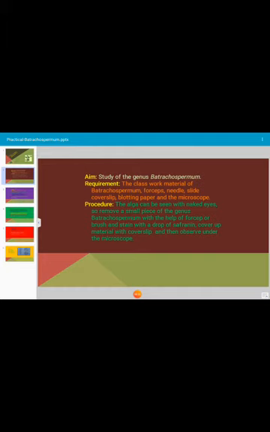In procedure, what we have to do? The alga can be seen with naked eyes, so remove a small piece of genus Batrachospermum with the help of forceps or brush and stain with a drop of safranin. Cover up the material with a cover slip and then observe the slide under the microscope. This is a temporary slide preparation.